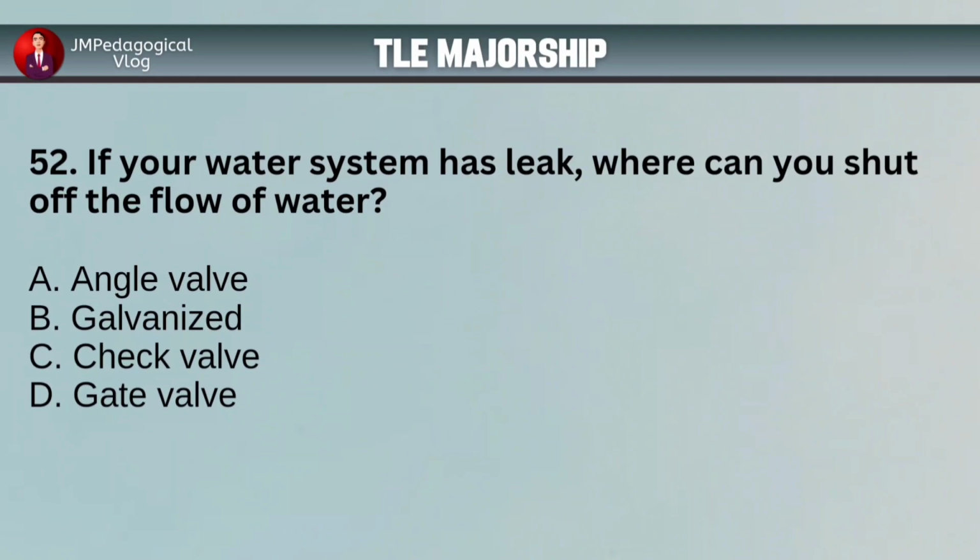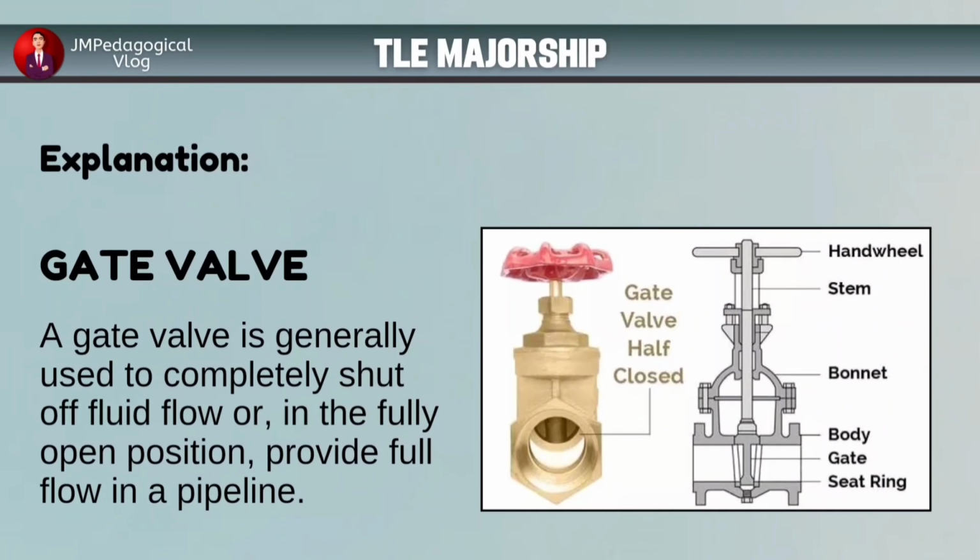52. If your water system has leaked, where can you shut off the flow of water? a. Angle valve. b. Galvanized. c. Check valve. d. Gate valve. d. Gate valve. Explanation. A gate valve is generally used to completely shut off fluid flow or in the fully open position, providing full flow in a pipeline.